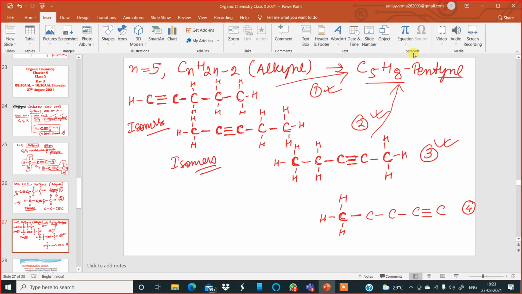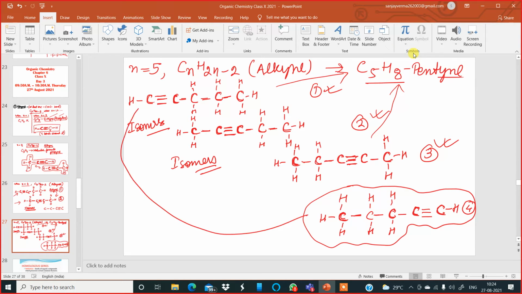Carbon 2, I'll give 2 hydrogen. Carbon 3, I'll give 2 hydrogen. Carbon 4, I'll not give any hydrogen. But carbon 5, I'll give 1 hydrogen. Now count the total number of hydrogen. Is it coming to 8? Yes, it is coming to 8. So now, don't you think this structure and this structure is same?